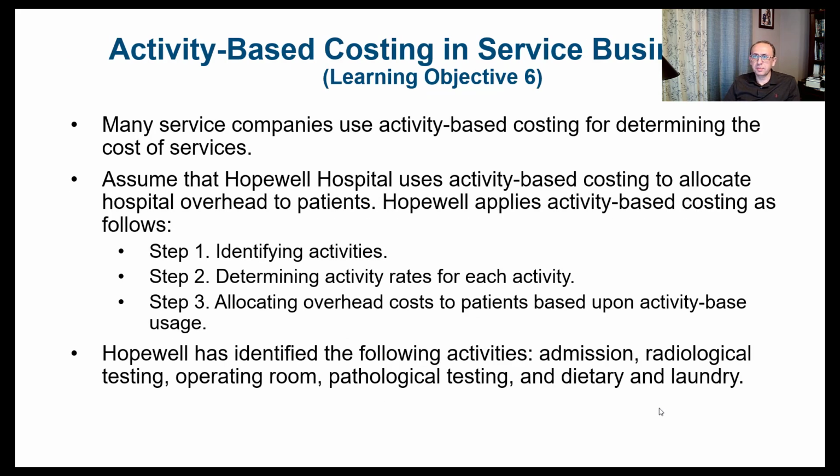Many service companies use activity-based costing for determining the cost of services. And here we're going to use a hospital to see how we can do this kind of analysis. Assume that Hopewell Hospital uses activity-based costing to allocate hospital overhead to patients. This is very common, by the way. Hopewell applies activity-based costing as follows. The first step is to identify the activities, the second step is to determine activity rates for each activity, and then finally allocate overhead cost to patients based upon activity-based usage.